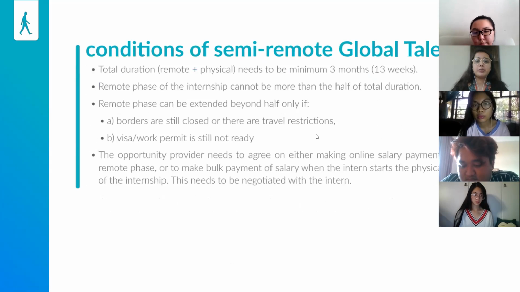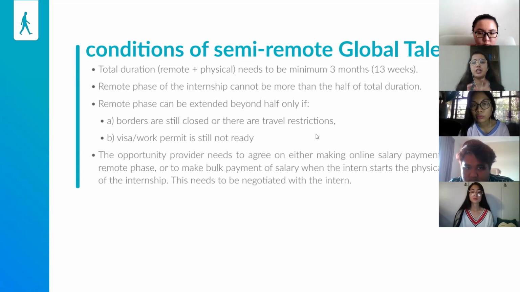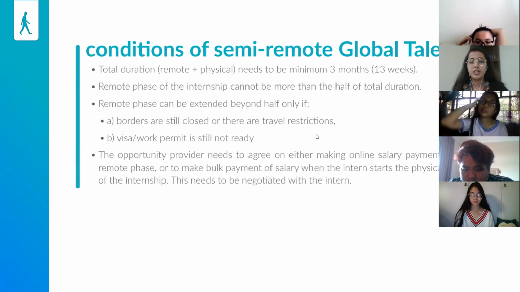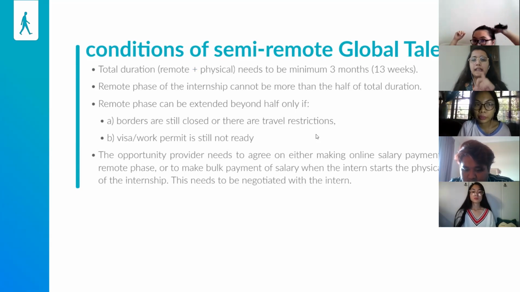So the conditions of the semi-remote internships are fairly simple. The total duration of global talent or teacher opportunities needs to be at the very least 3 months, and only half of it can be remote or less. So the main criteria for having a remote internship is that the remote phase can only be half of the total duration or less than it.